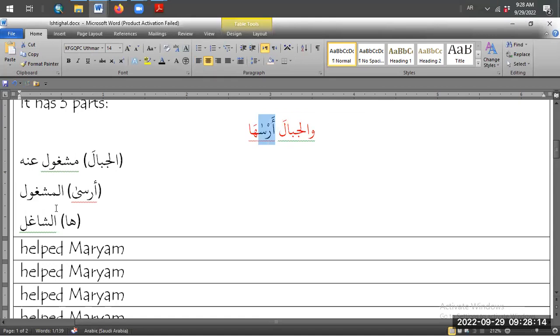Like the pronoun matches with the mashghul anhu, the one that we're talking about. Okay, this it occupies. It preoccupies the fa'il. Like it's maf'ul bihi. Looks like so, maf'ul bihi. Okay.